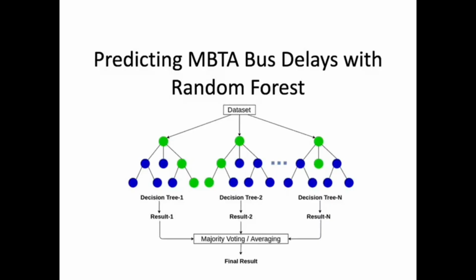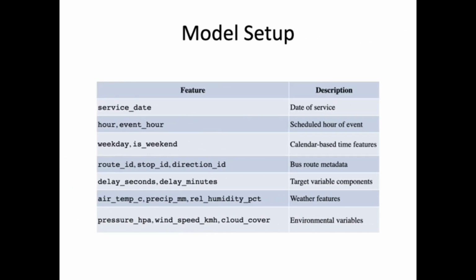Our group also predicts MBTA bus delays with random forest. The goal is simple: given schedule, weather, and calendar features, predict whether an MBTA bus trip will be delayed or not. Features we used include service, date, hour of day, weekday and weekend flags, bus route metadata, holidays, temperature, weather features like precipitation and wind, and environmental variables like pressure.